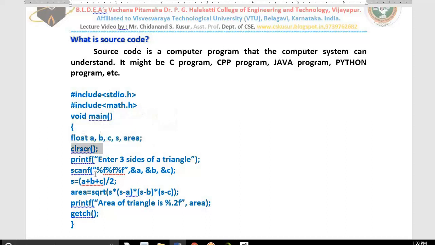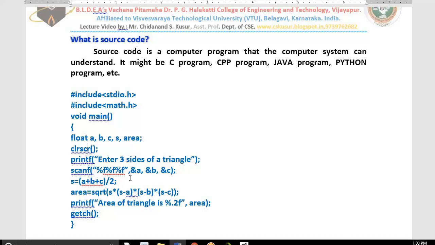The machine is going to clear the screen. If you are working with Turbo C++, then only use it. If you are working with Ubuntu, do not use it. If you are working with Ubuntu, don't use clrscr, don't use getch. If you are working with Turbo C++, I request you to use it. It clears the screen. It prints the message: Enter 3 sides of a triangle. How to read? I just explained to you.